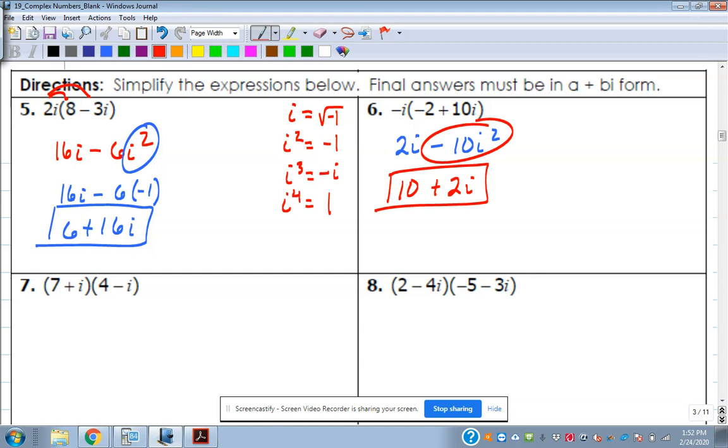Anytime you see that i squared, that's going to change the sign of whatever number it's beside. And because it was beside a minus 10, it changed it to a positive 10. i squared is always going to do that.